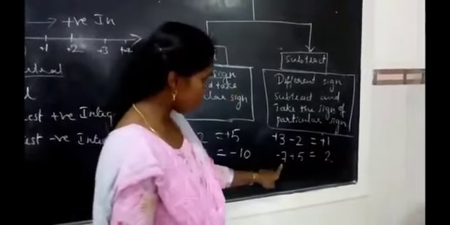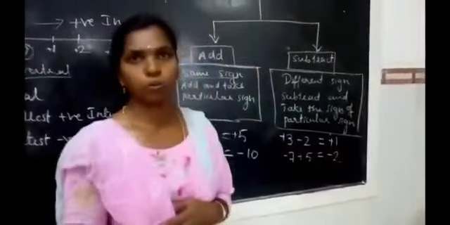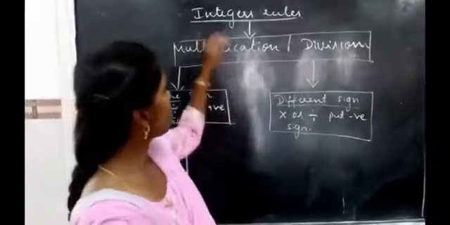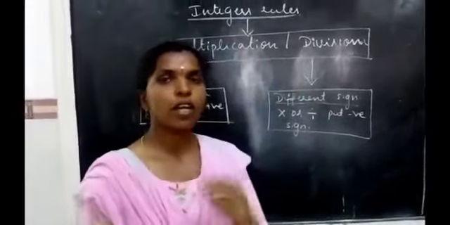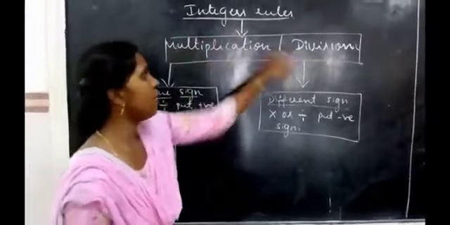7 is the biggest number, so it contains the negative sign. So write it as minus 2. Okay dear students, we learned how to apply integers rules in addition and subtraction. Now let us learn how to apply integers rules in multiplication and division.